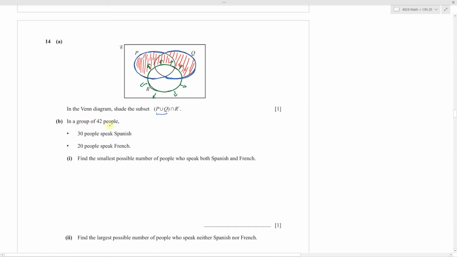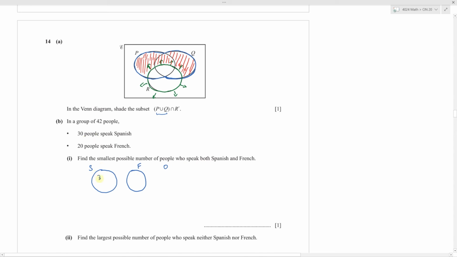Part B is, in a group of 42 people, 30 people speak Spanish, 20 people speak French. Find the smallest possible number of people who speak both Spanish and French. So if you have a set S that represents people who speak Spanish, and then let's say you have a set F which represents people that speak French. So the smallest possible number would ideally be zero, because if there's no intersection, then your number of people who speak both Spanish and French would be zero. But you have to see if zero is possible or not.